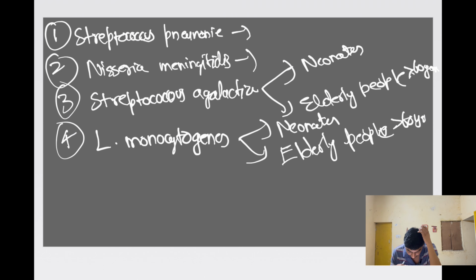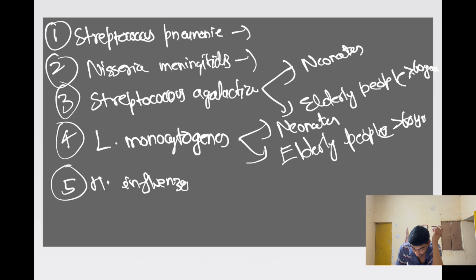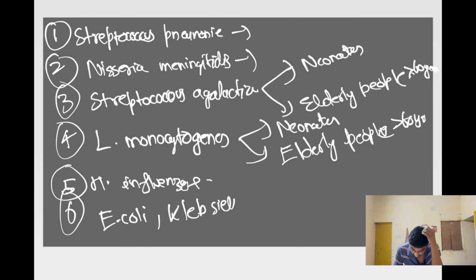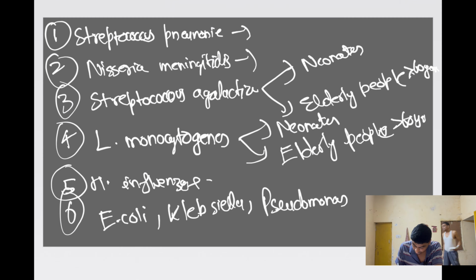And the other agent we have the Haemophilus influenzae, and some other gram-negative bacilli which also cause acute bacterial meningitis are E. coli, Klebsiella, Pseudomonas, and Acinetobacter.